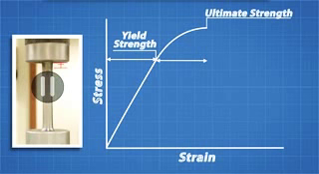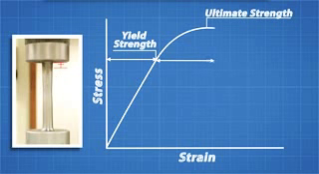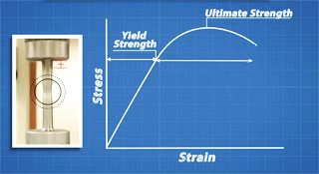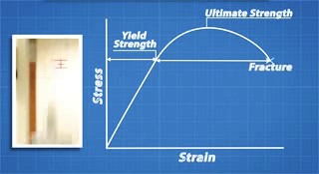The stress continues to rise until it hits the ultimate tensile strength point. This is the ultimate strength of the material, the most stress it can handle. From here, less stress is needed as the material begins to decrease in cross-section, which you can see happening here. This is called necking. This continues until the material fractures.